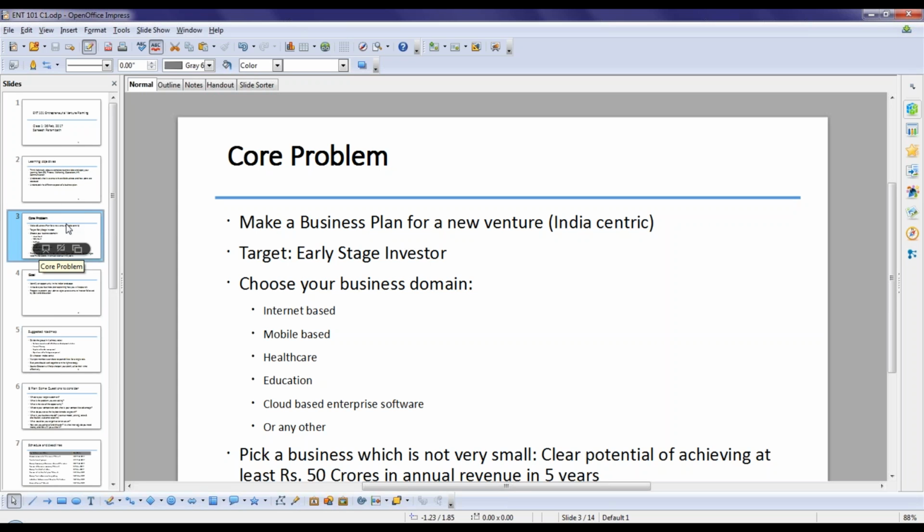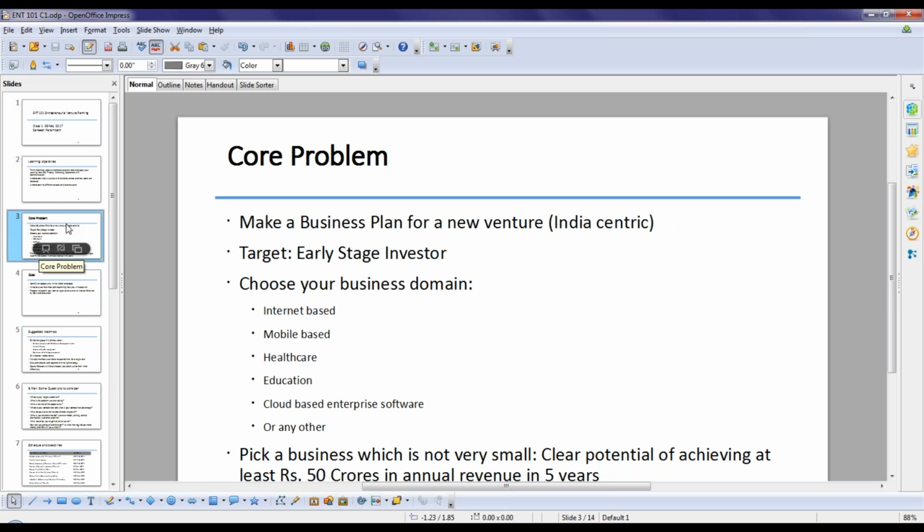So for that we have put a minimum limit on the businesses, the ideas that you pick up. You need to have the confidence that with the idea, with proper planning and execution, you should be able to get an annual revenue of 50 crores, that is 50 crores per year, within 5 years. That is the way you should be having a plan.